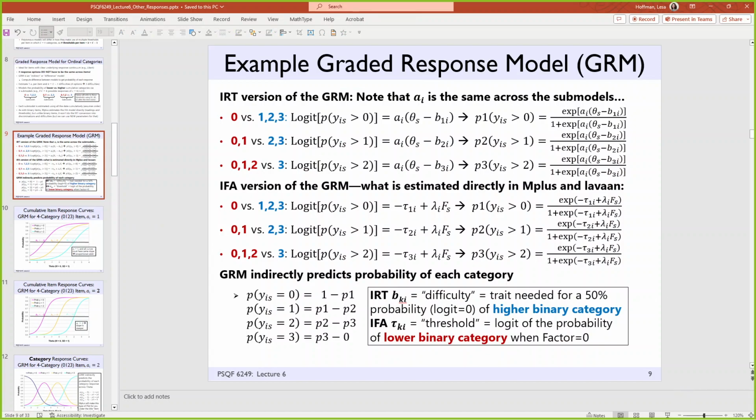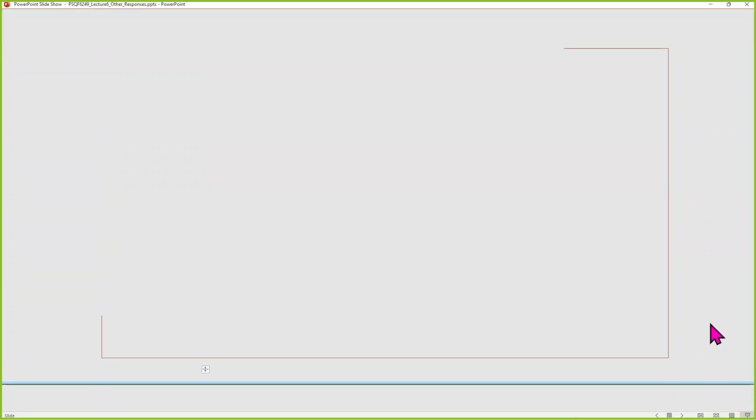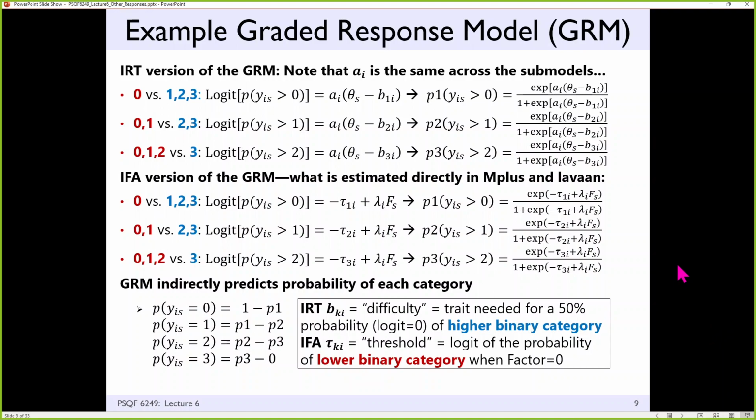But this is slide 9 in lecture 6. Yes, example graded response model. So this is the version that I was calling 2P-ish because it's analogous to binary data, where we would have the 2-parameter model, either a 2-parameter logistic or ogive, where each item gets a different discrimination in addition to having different difficulties. So the analog to that is this model here, which has A sub I.